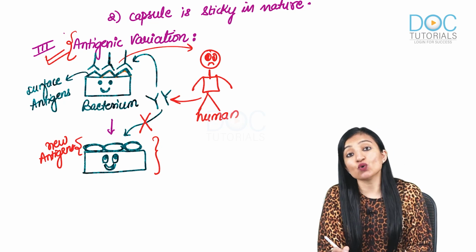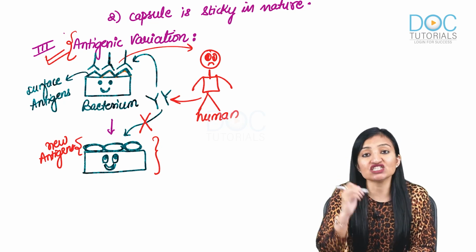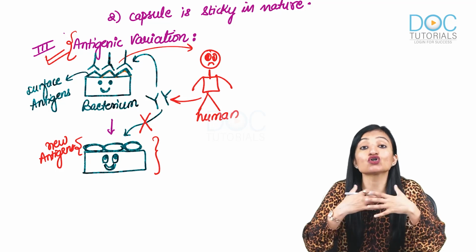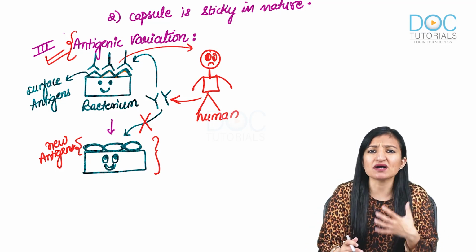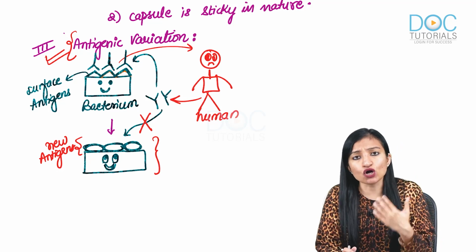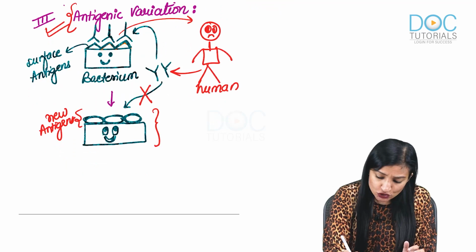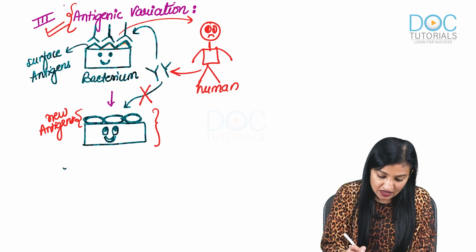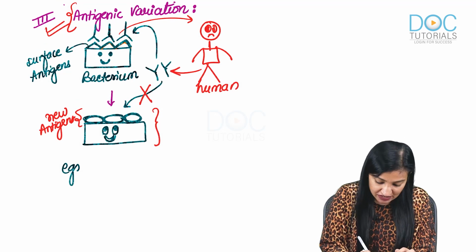So that is why those organisms which show antigenic variation tend to cause chronic, persistent infections which are very tough to treat. They take a lot more time to heal. Next, you need to know the important examples of microbes which show antigenic variation.